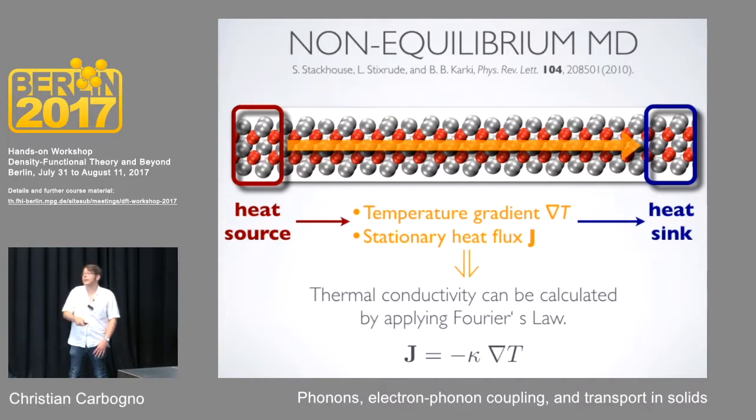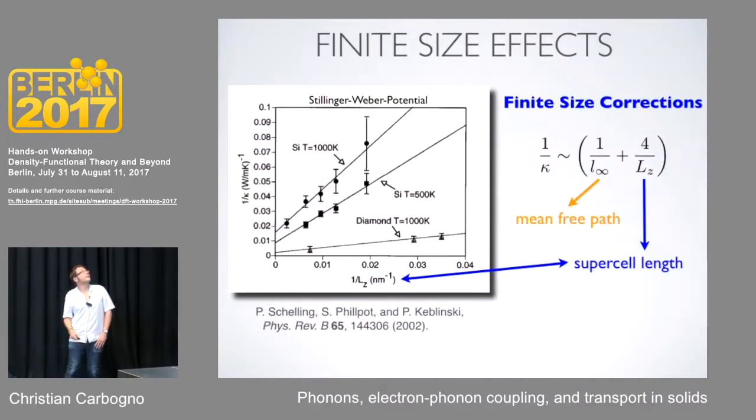This is easy to set up in an afternoon, but if you then start calculating, what you discover is that actually your thermal conductivity has a distinct dependence on your supercell size. So this is a calculation for a classical potential, silicon and diamond, and what is shown here is 1 over the thermal conductivity over 1 over the size of the supercell. And the bulk limit is down there.